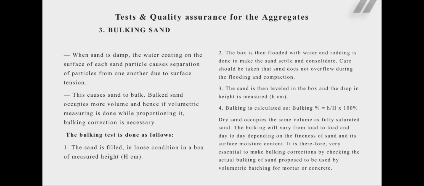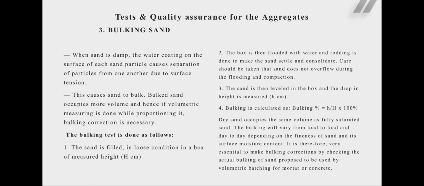Bulking of sand. When the sand is damp, the water coating on the surface of each particle causes separation of particles from one another due to surface tension. This causes the sand to bulk. Bulked sand occupies more volume, and hence if volumetric measuring is done when proportioning, bulking correction is necessary.